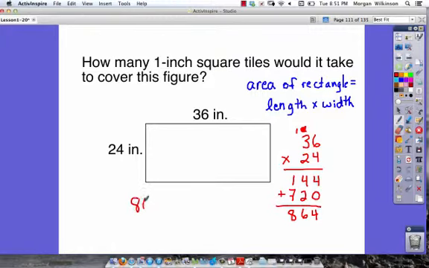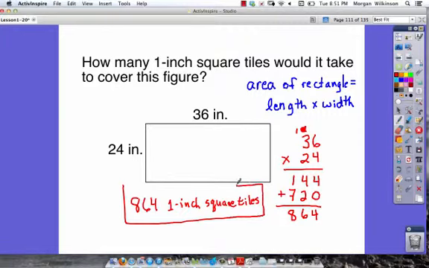Alright, how many 1-inch square tiles would it take to cover this figure? It would take 864 1-inch square tiles. And we've got our answer. It's a lot of tiles that we need in order to fit in there, but this is a big area of 36 inches by 24 inches. Box that answer, and we can move on to the next example.